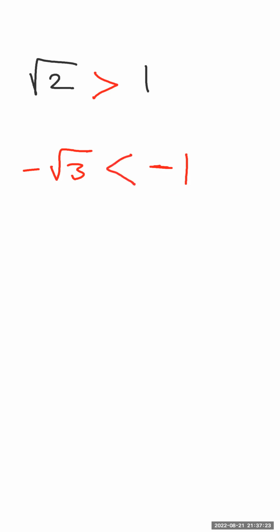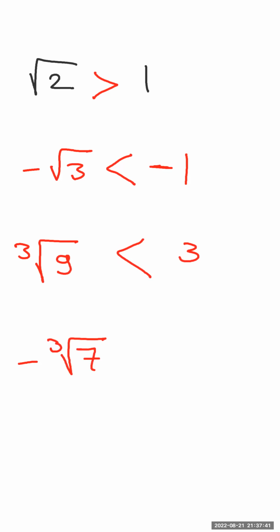What about cubic root of 9 and 3? Cubic root of 9 is 2 point something, so 3 is the greater. Correct. Negative cubic root of 7 and negative 2. So negative cubic root of 7 is negative 1 point something. Negative 1 point something is greater than negative 2, of course, right? So this one is the greater.